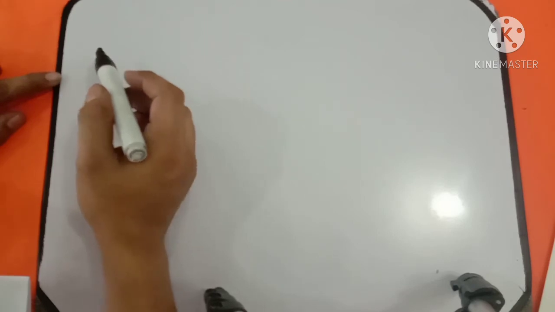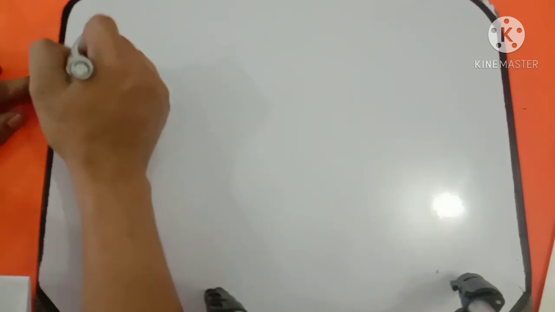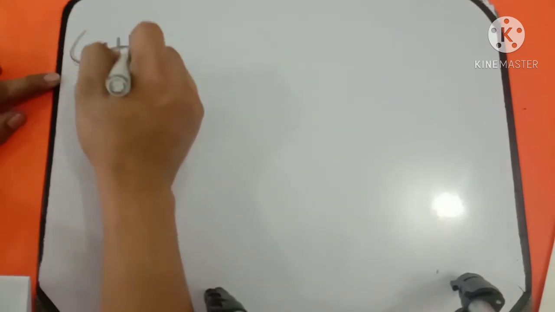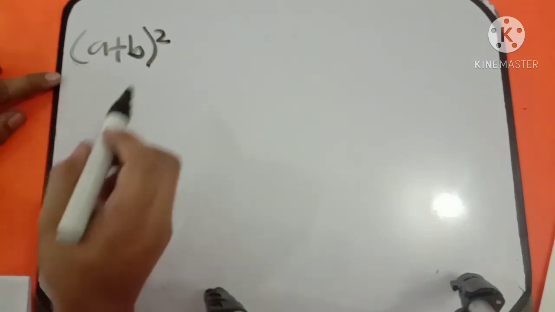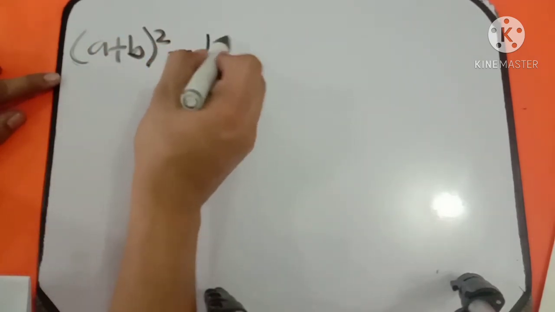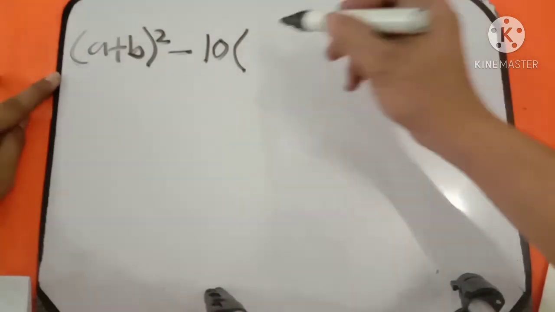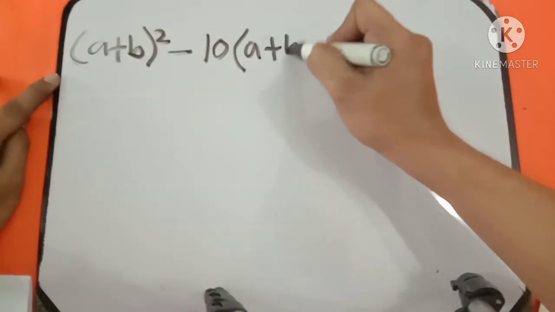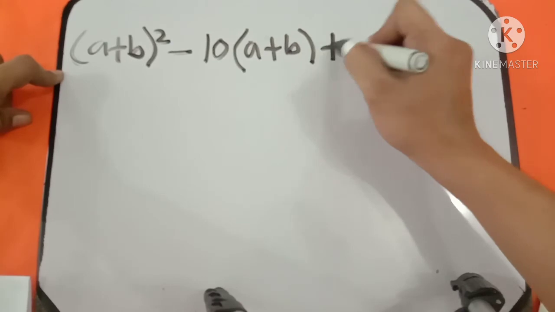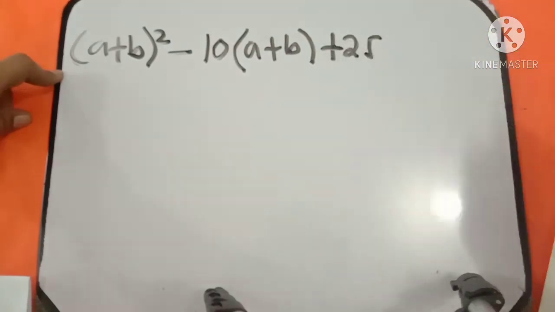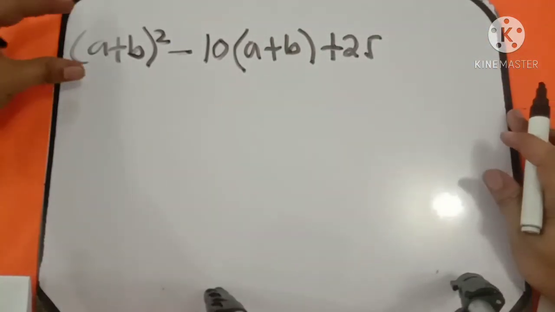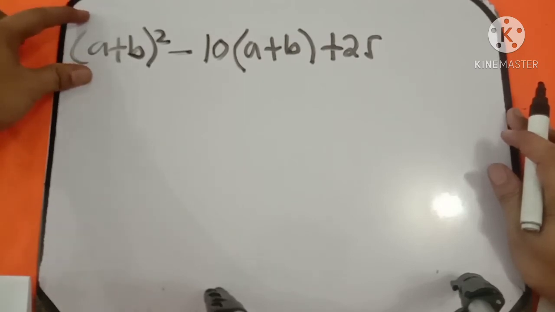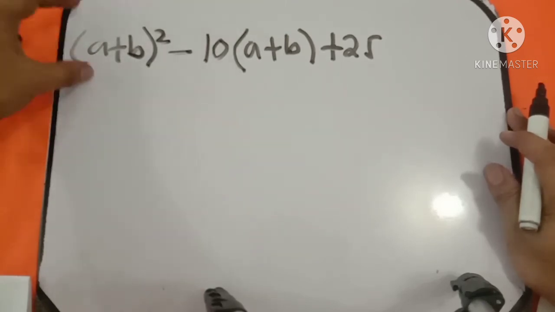Last example, let's say we have the quantity of a plus b squared minus 10 times the quantity of a plus b plus 25. By looking at the given problem, you might say that it looks pretty hard to solve. But again, just focus on the idea.